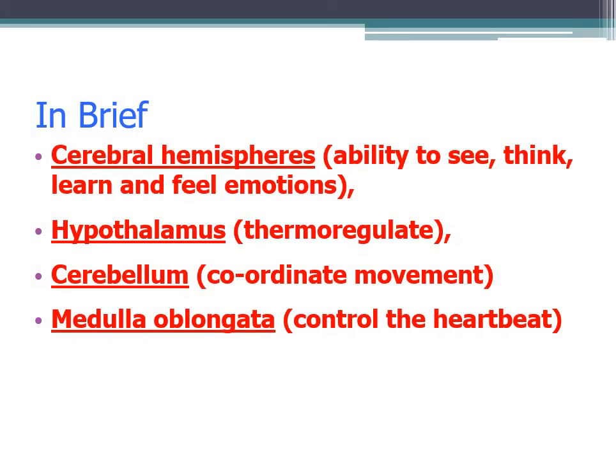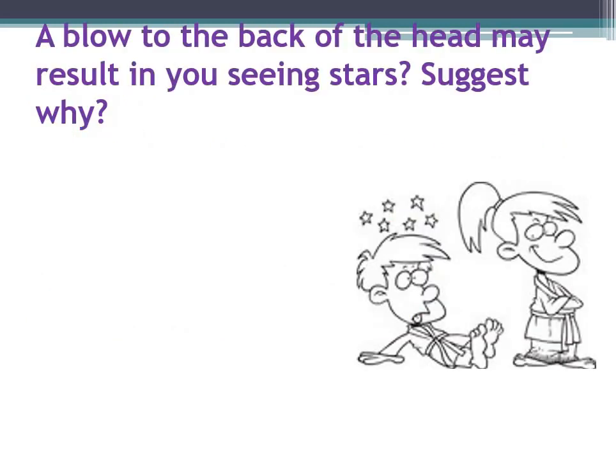Okay, so a bit of a summary there of all of that. The hypothalamus is going to regulate, the cerebellum coordinates, the medulla keeps us alive, and the hemispheres allow us to do all the kind of complex functions. So let's have a go at some questions. If a person had a blow to the back of the head, it might result in you seeing stars. Why might that be?